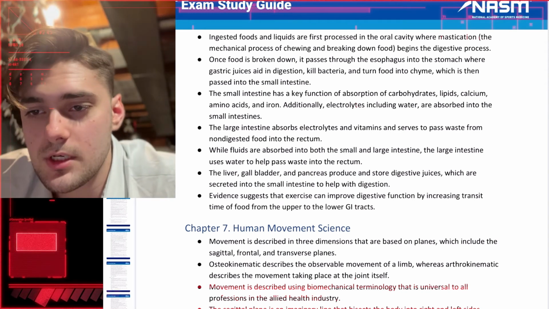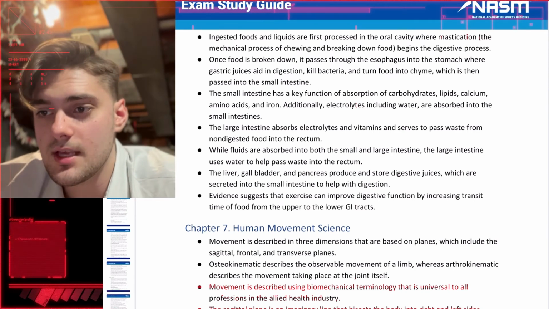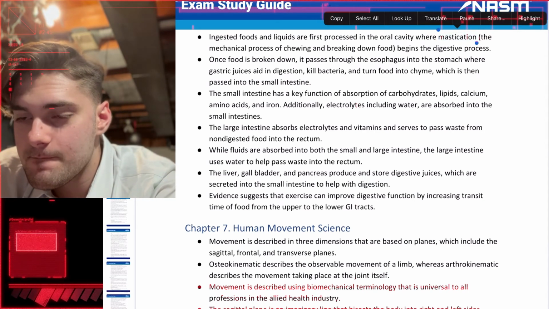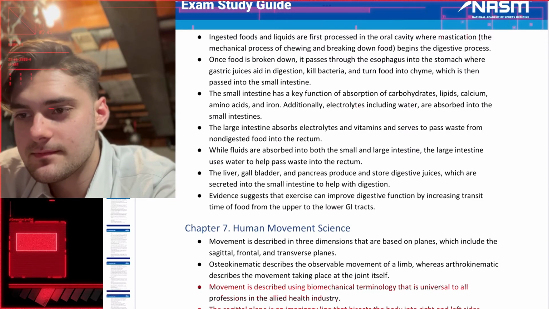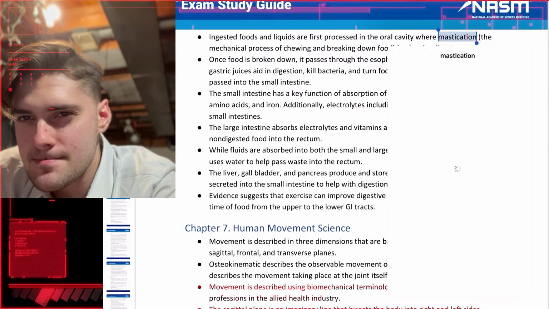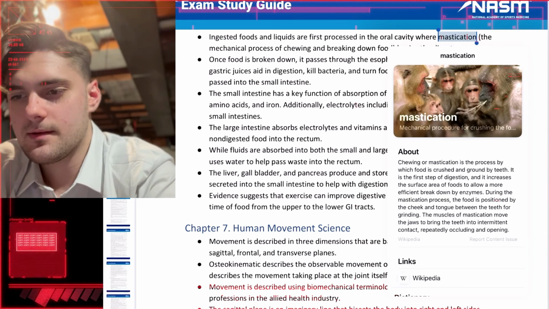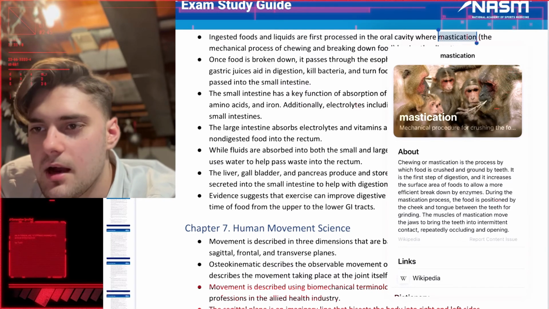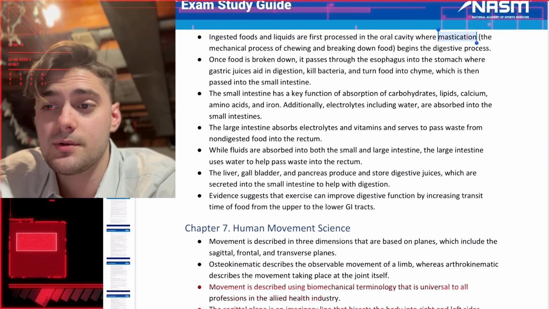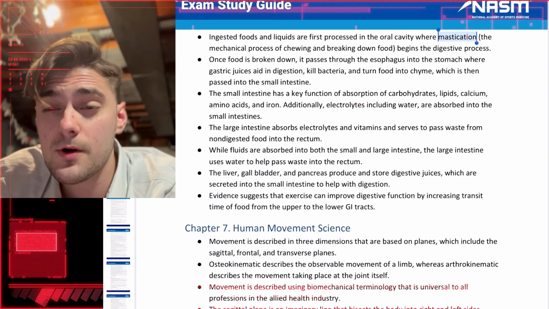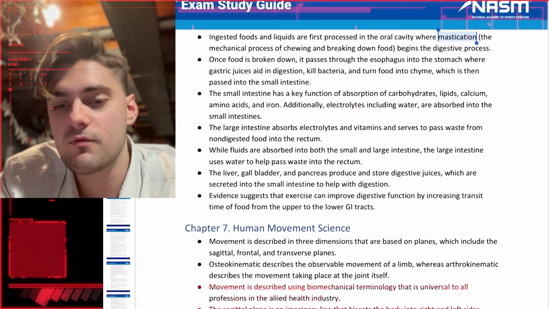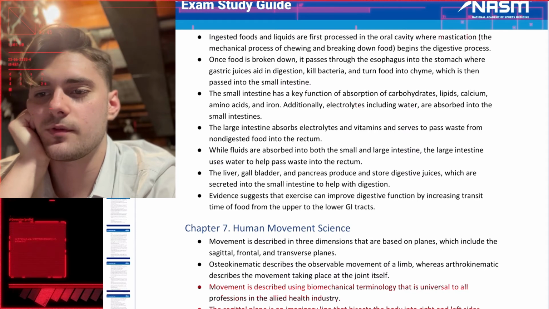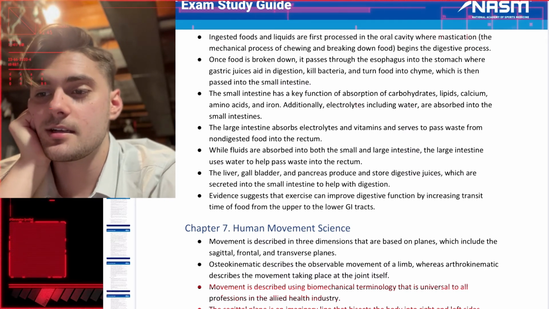Ingested foods and liquids are first processed in the oral cavity, whereas mastication. Chewing. Mastication is chewing. It is a process in which food is crushed and ground by teeth. Okay, so I realized I made a mistake this whole series, and I should have just been, every time I trip up on a word, press that look up, speak and look up. Whew. The mechanical process of chewing and breaking down food. Oh, well, I guess it defines it there. So, begins the digestive process.